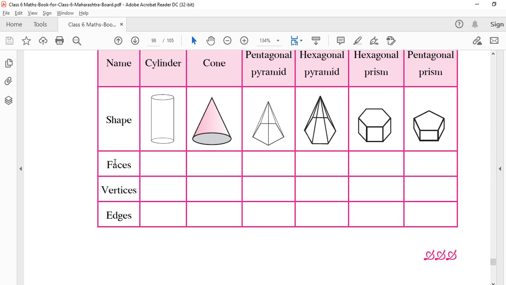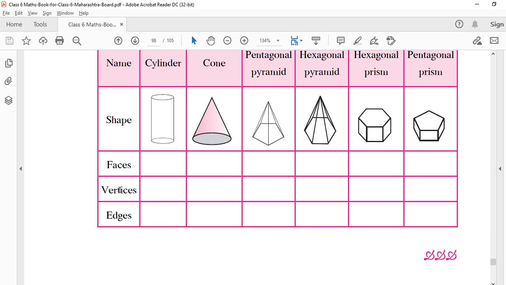Now how many faces are there? So there is only one kind of face, which is this circular face. Correct? Like you can take an example of the cylinder which we use at home. How do we see the cylinder? That is the curved middle portion of the cylinder. Correct?